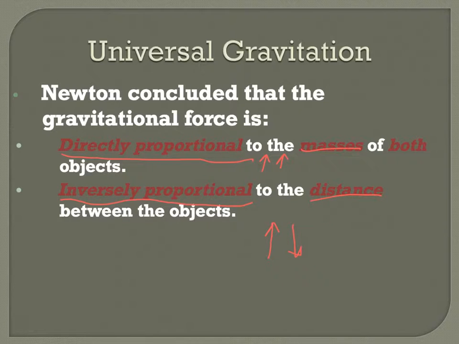And this makes sense, or else Earth would be pulling on everything in the universe equally. But it doesn't. Earth does not pull on Jupiter as hard as it pulls on the moon, correct? And that's why, if you know anything about space travel, as we get further from Earth, we can escape its gravitational pull.